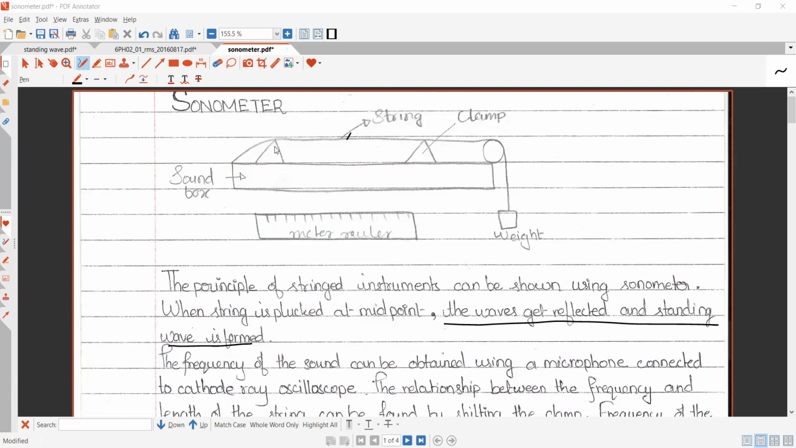Can you see this bridge over here? I call it bridge and clamp both. If I pluck it, you see that the wave is going to reflect and come back. It's going to form a standing wave over here. With the help of this instrument, we can actually measure three relationships.